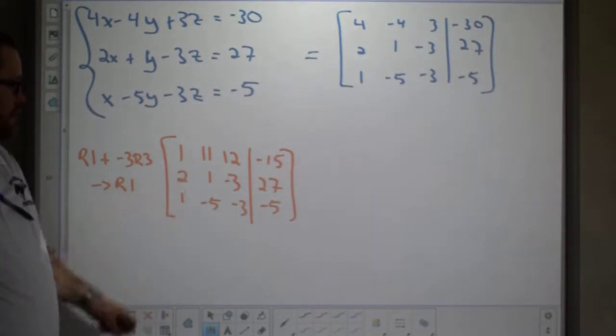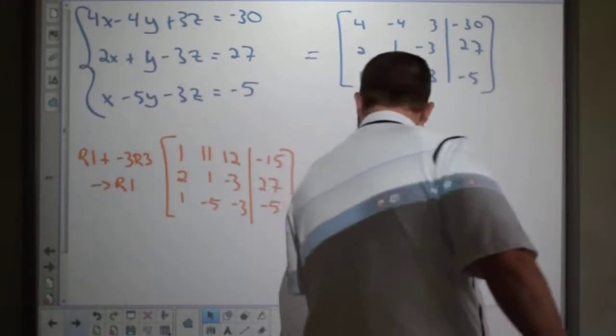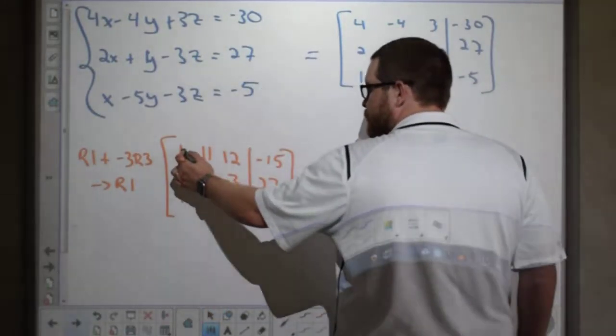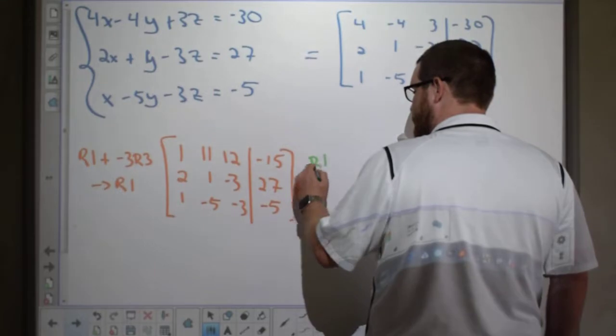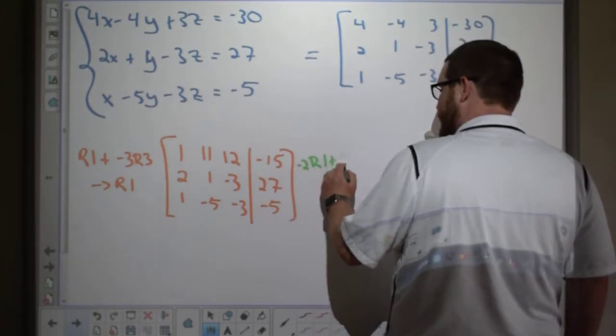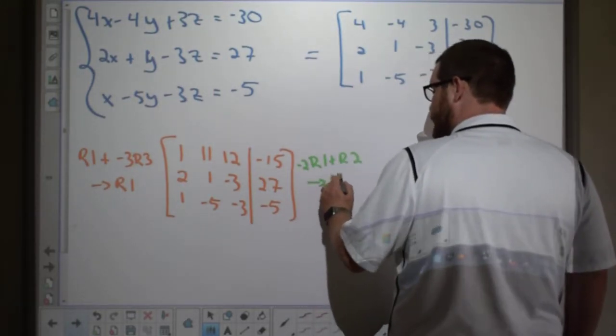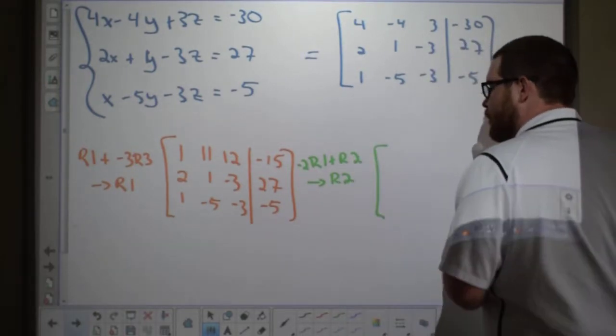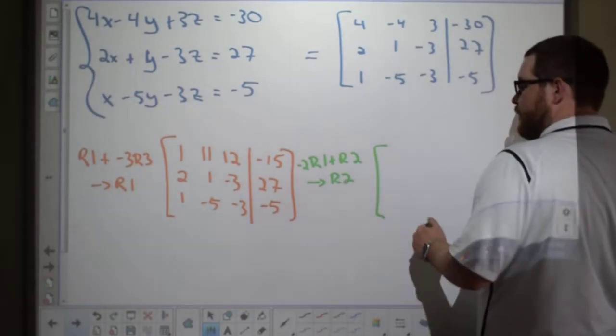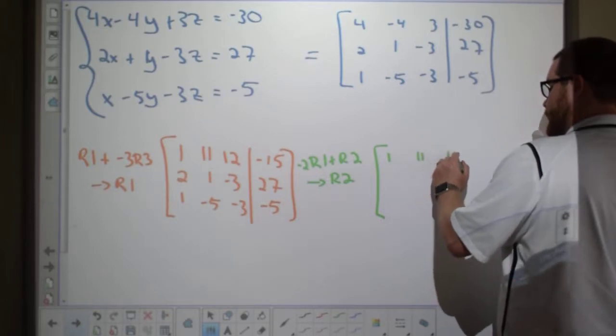Let's make these 0s. Now this is not too bad. I'm going to multiply this row by -2 and add it to the second row, and then put it where the second row is. So what's being changed here? The second row. So I'm going to leave the other ones be.